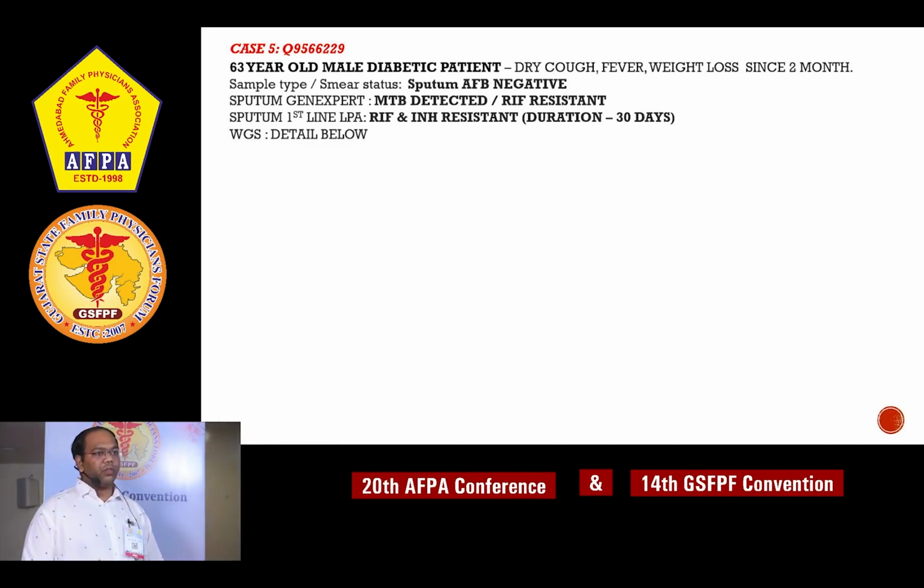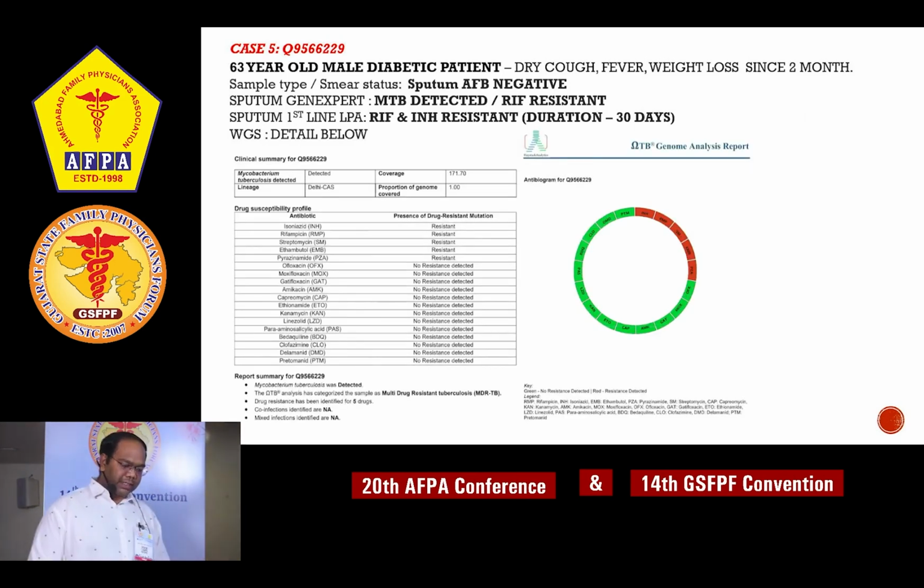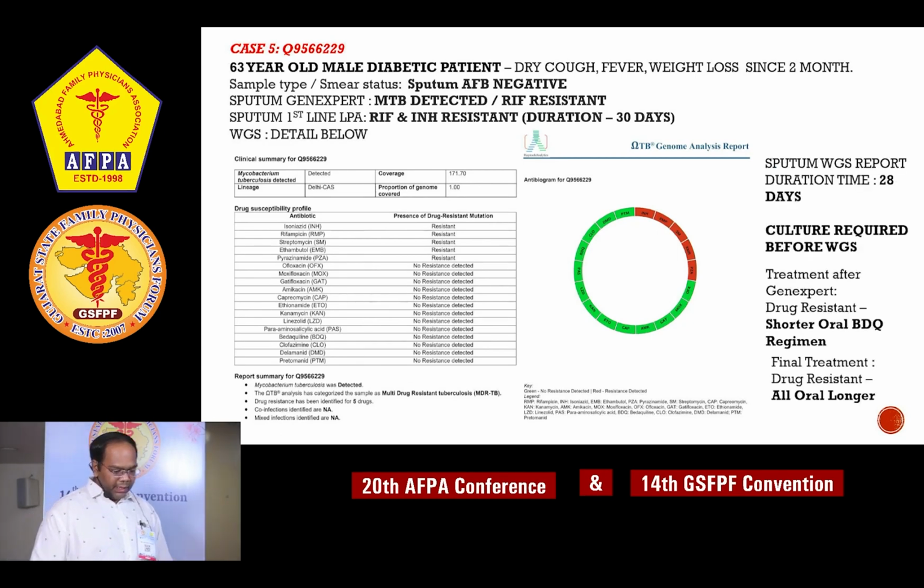The duration of time for the report of first line LPA is 30 days. On the first day WGS was sent, and it was found to be resistant to isoniazid, rifampicin, streptomycin, ethambutol and pyrazinamide. So all the first line tuberculosis drugs are resistant in that case. So for this we have started the shorter oral bedaquiline regimen. And the advantage of this WGS is we can get the report within 28 days only.